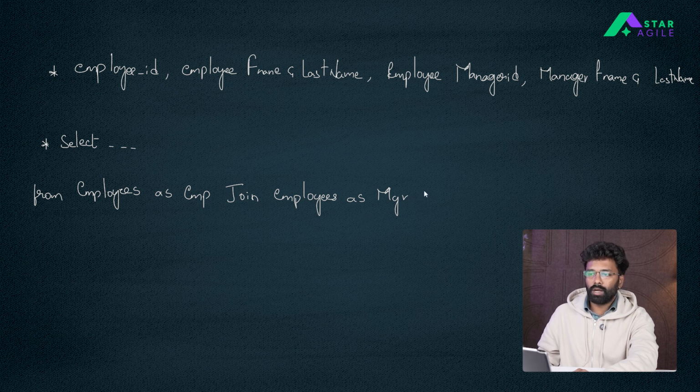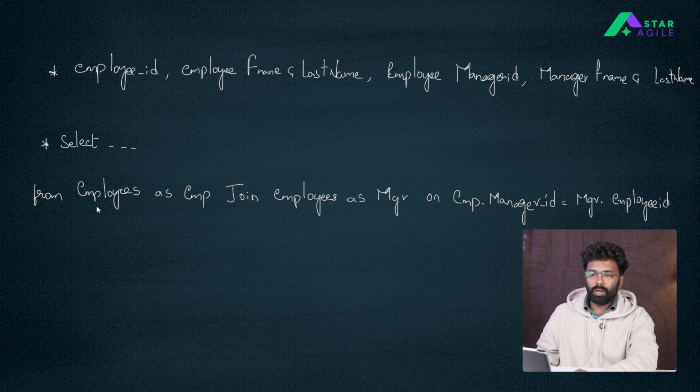First I'll finish the syntax here: on EMP dot manager ID equal to MGR dot employee ID. See, now we'll try to understand this command.